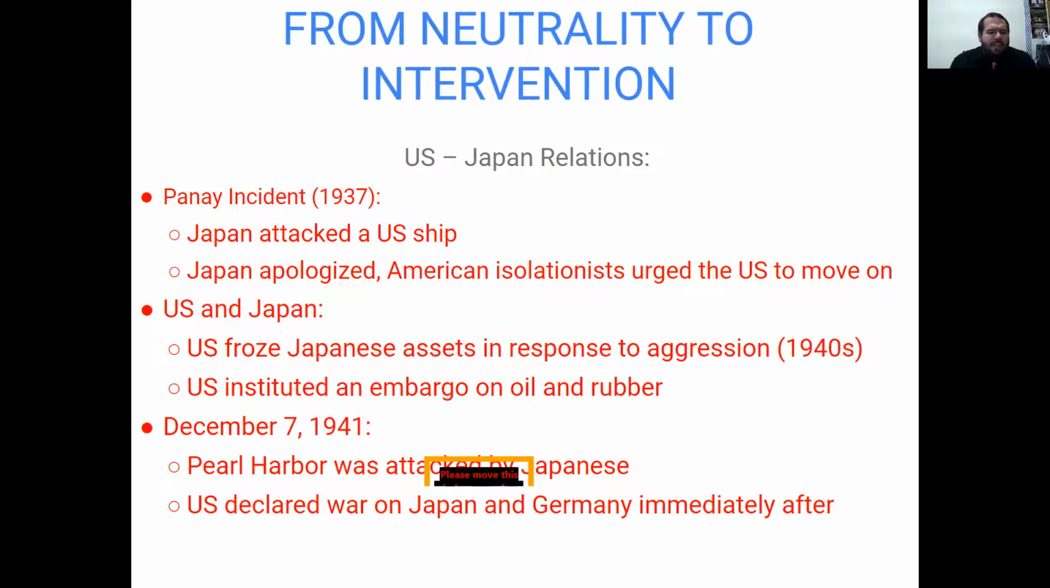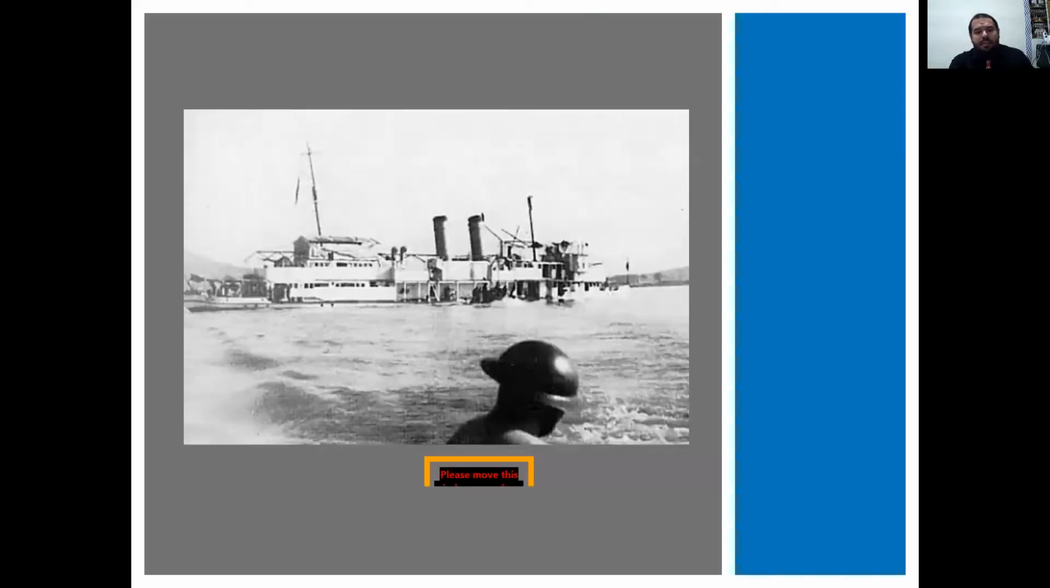So December 7, 1941, a day that will live in infamy. Pearl Harbor was attacked by the Japanese Navy, and shortly thereafter, I think it was December 8th, the U.S. declared war on Japan and Germany immediately following. So this is a picture of the Panay incident.